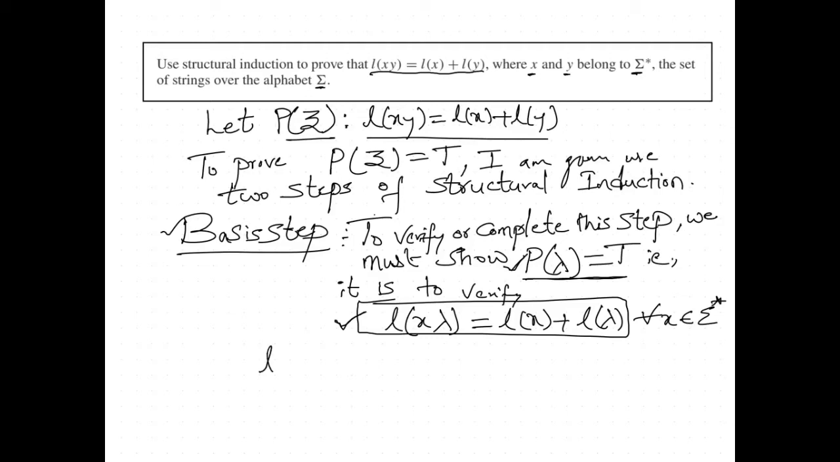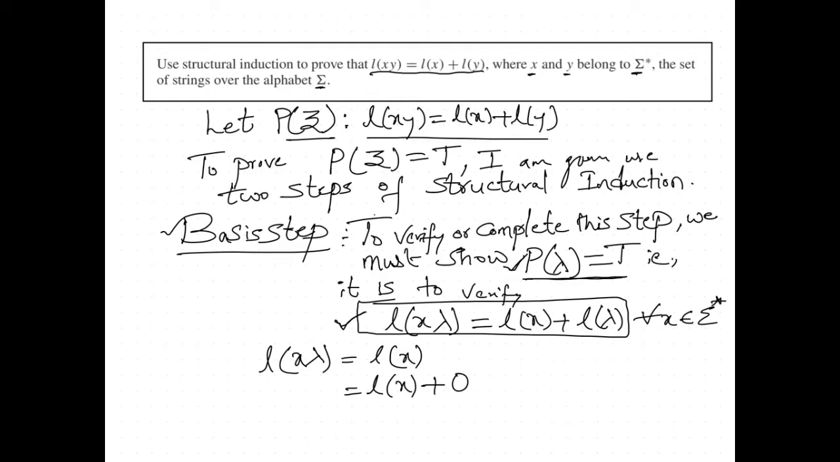I am taking L of x lambda. I can write L of x lambda as L of x, because this lambda is an empty string, so there is no need of writing it again because it's equal to 0, right? So again I am repeating L of x plus 0.